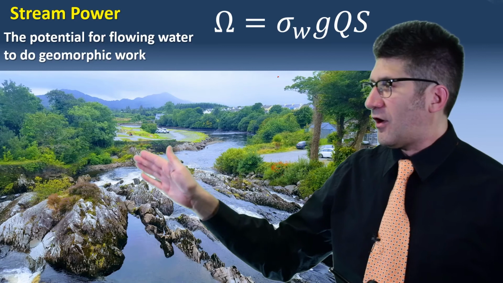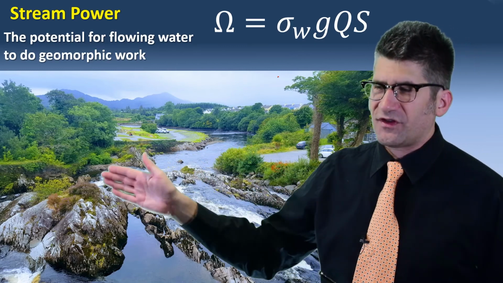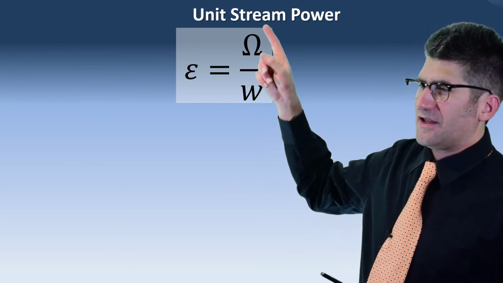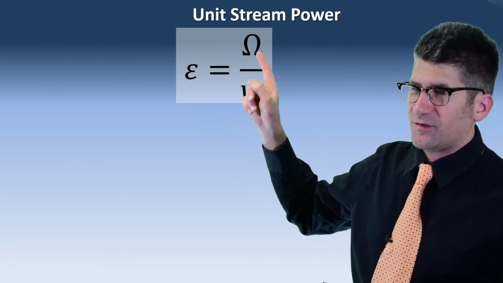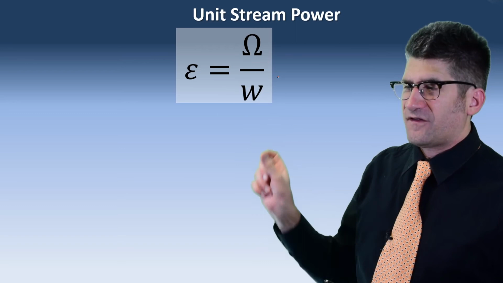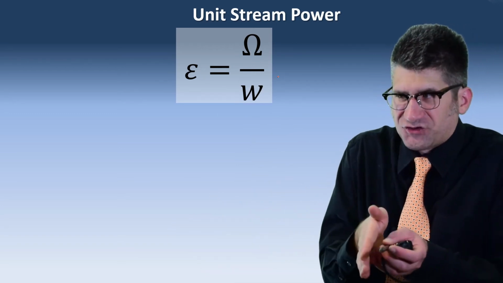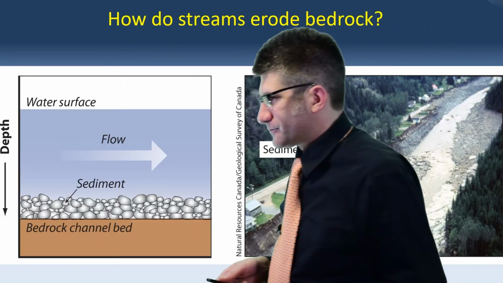slope. Now, oftentimes we're interested in the power per unit area of the channel, so we define instead unit stream power. And unit stream power is just that total stream power divided by the width of the channel. That allows us to think about the erosive potential along the channel.